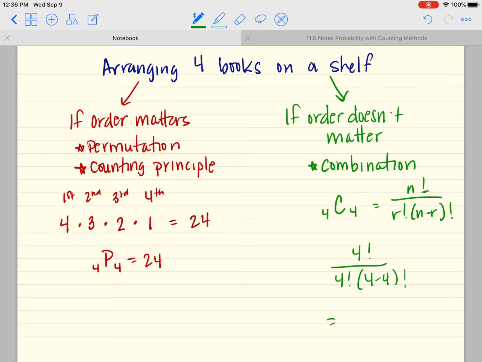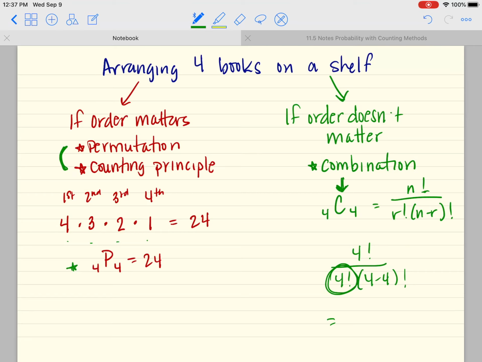So if the order doesn't matter, we can't just multiply 4, 3, 2, 1 in place of using our formula like we did over here, because the calculation is different. There's that extra r factorial dividing out. So if it's a permutation, we have the option of using permutation or counting principle. If it's a combination, we have to use our combination formula.